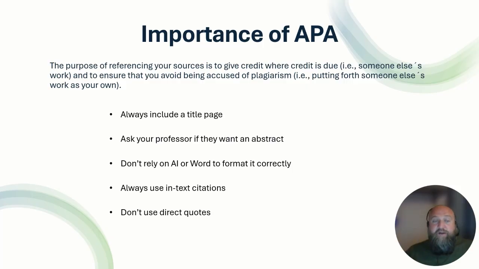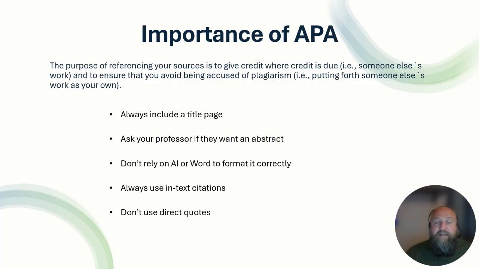First one, always include a title page. It doesn't matter what professor you have. If you're doing any kind of college level paper using APA, they're going to want a title page. As far as an abstract goes, I never ask students for an abstract. I don't know any teacher who does. I'm not saying there aren't. If you even look at the APA manual, it says basically ask your professor. So it's worth asking if it's not clearly stated. Usually it'll be clearly stated.